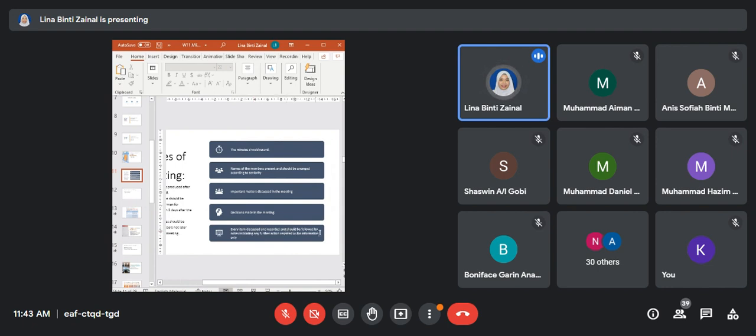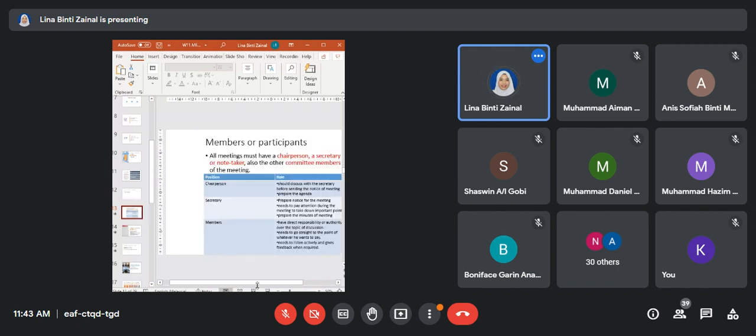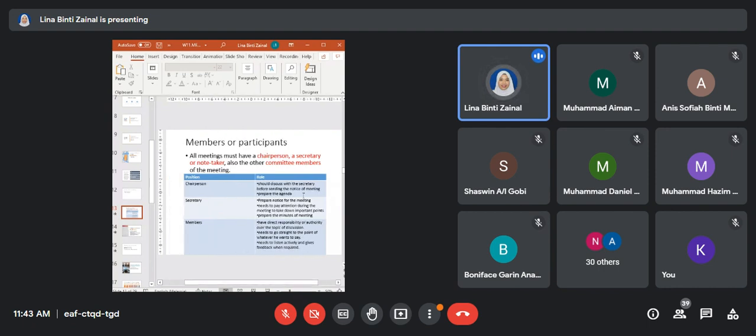Alright, every item discussed and recorded should be followed by notes indicating any further action required or for information only. Okay. Also, the examples are provided in the Google Classroom, so you guys can check it out. Okay. So these are the most important things that are applicable for your assessment later. Okay. All meetings must have a chairperson, a secretary or note taker, and also the other committee members of the meeting.